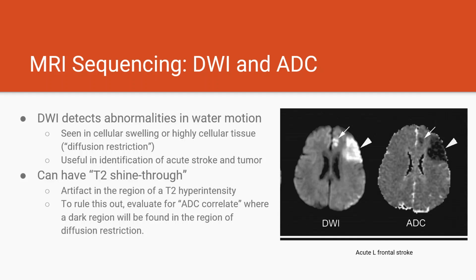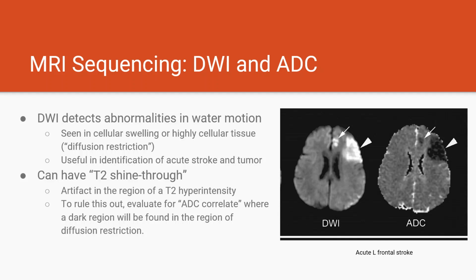That said, don't forget that anything that disrupts water motion, including highly cellular tissues like tumors, can cause diffusion restriction, but we really only use DWI for acute stroke, but just know that's not the only thing that causes DWI changes. Another really important concept to understand about DWI sequencing is that it's prone to artifact known as T2 shine through, and this is because DWI sequence is loosely derived from T2, and so a really bright lesion on T2 can actually make the DWI appear bright, making you believe that an old lesion on T2 is actually an acute stroke, but it's just artifact.